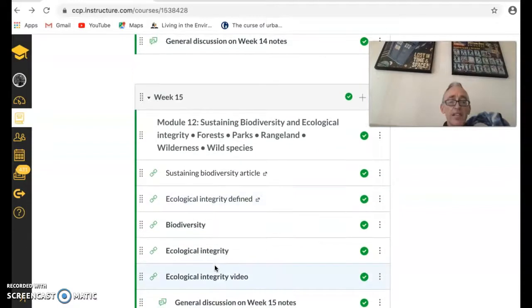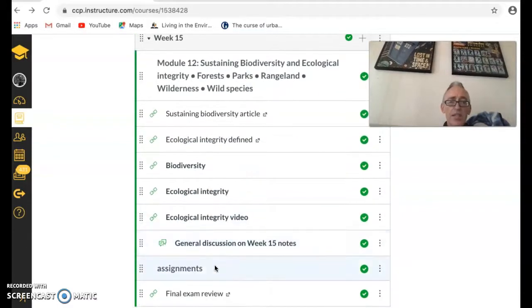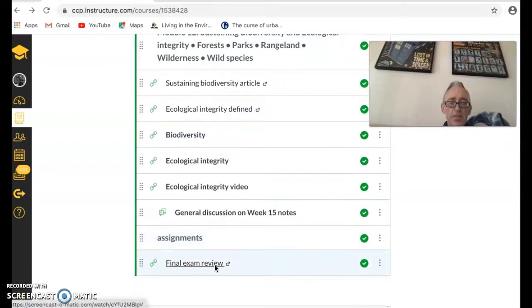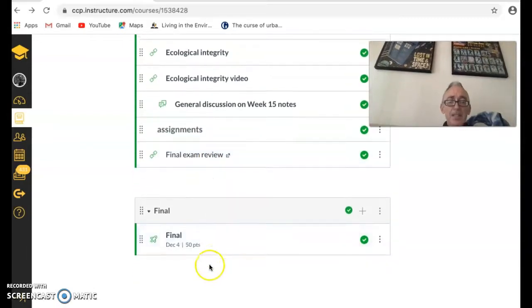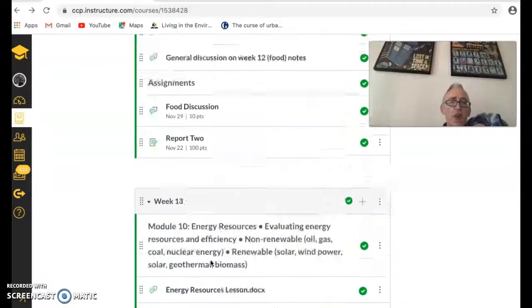And week 15, last week, looking at sustainability, biodiversity and ecological integrity. And there's some notes and articles relating to this. There is also a final exam review, and the following week will be the final. So this is basically an overview of the course.